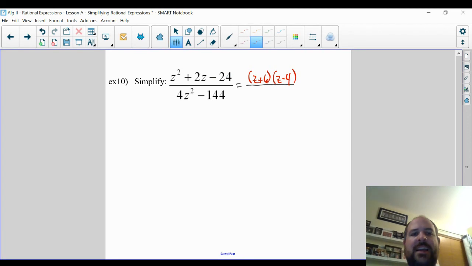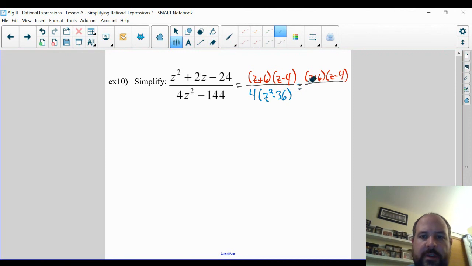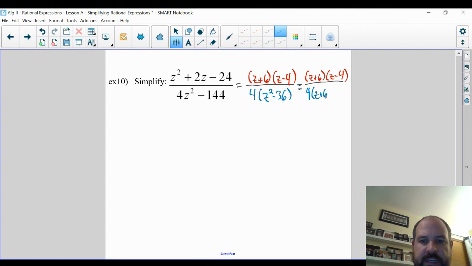In the denominator, I do have a GCF here. I'm going to factor out the 4. And that would leave me with z squared minus 36. So now what I'm going to do is go one step further with the denominator. Numerator is going to stay what it was. But in the denominator, I already have the 4 factored out. And then it becomes z plus 6, z minus 6.